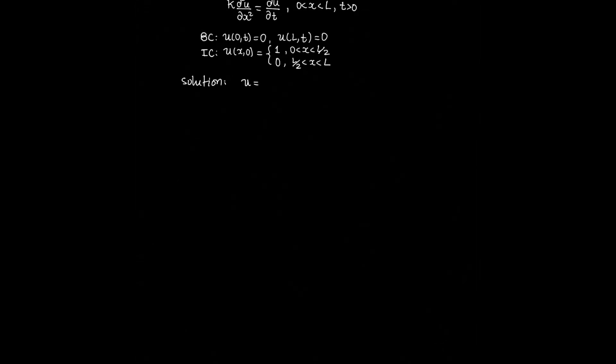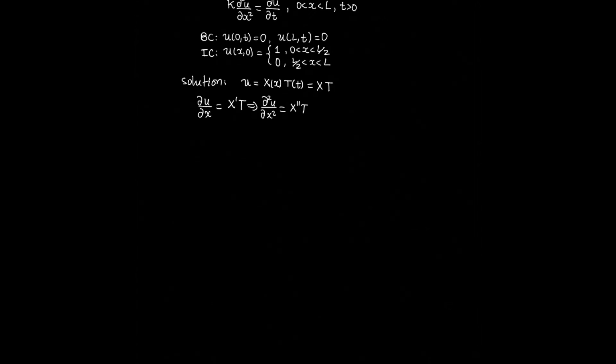For this solution, we use the separation: u equals X, a function of x, times T, just a function of time. So I'm going to say I have X times T. Now, to substitute in the equation, we have to find the partial derivatives. With respect to x, the first derivative is going to be X prime T, and then the second derivative is going to be X double prime T, just like that.